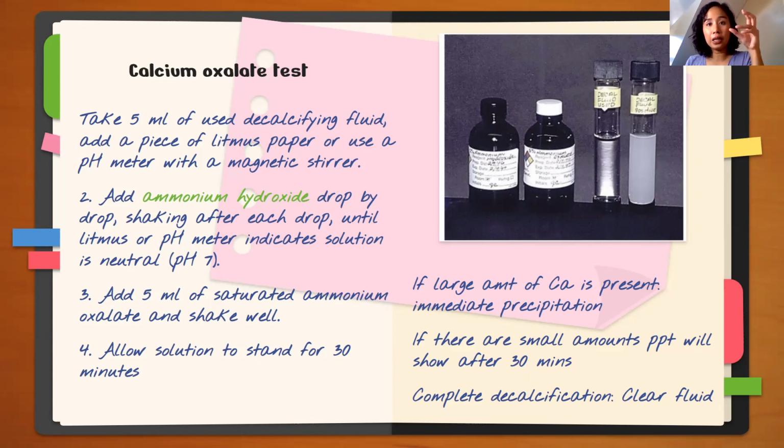So guys, if there is still a lot of calcium in your decalcifying fluid, there is immediate precipitation. Right when you shake it, there is already a precipitate. With large amounts of calcium, there is immediate precipitation, so there's a need to decalcify further. However, if only a little calcium is left in the decalcifying fluid, wait until 30 minutes, because something may still precipitate. Beyond 30 minutes, if nothing precipitates and the decalcifying fluid is clear.